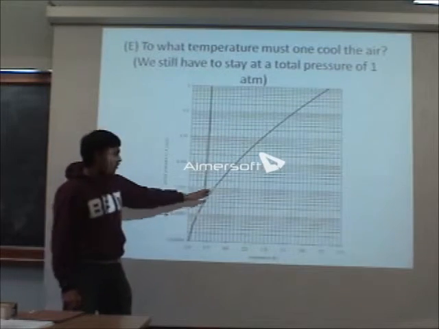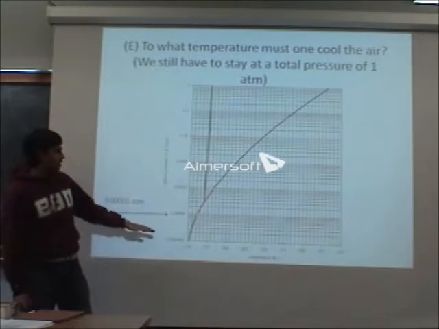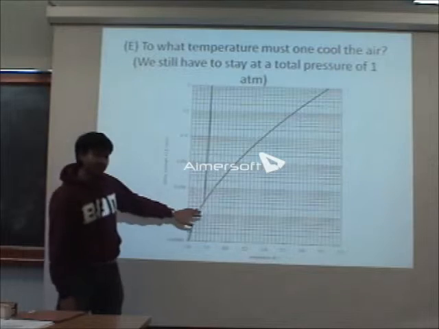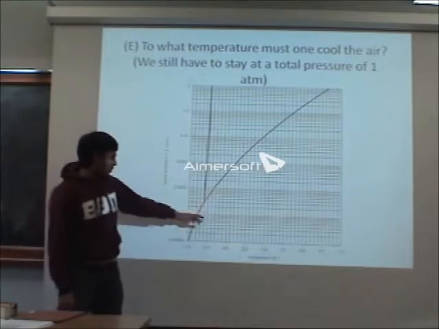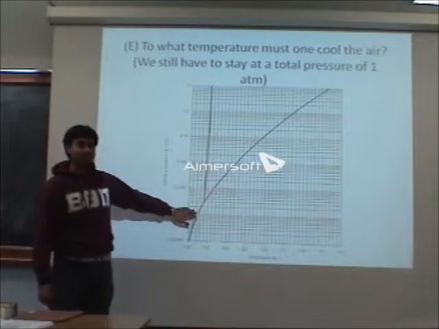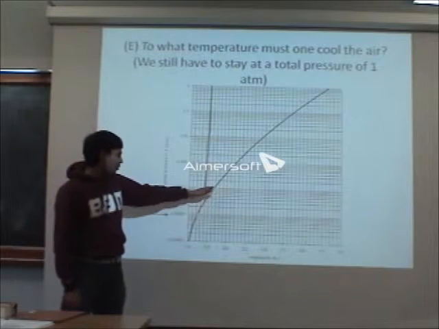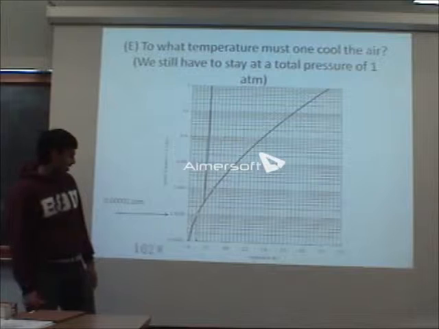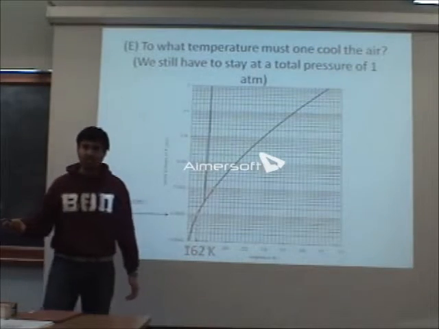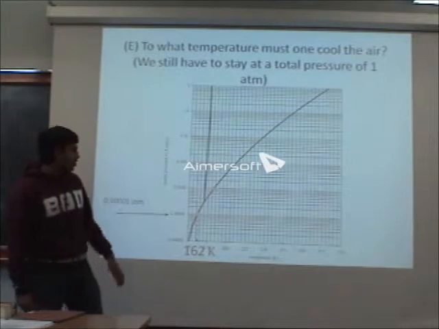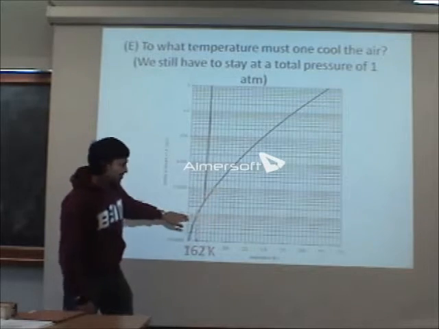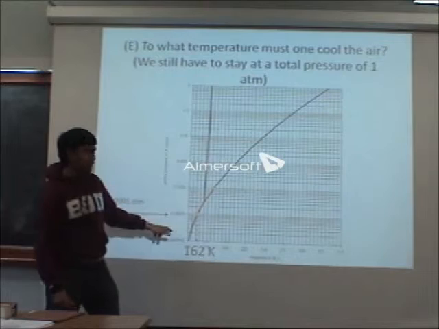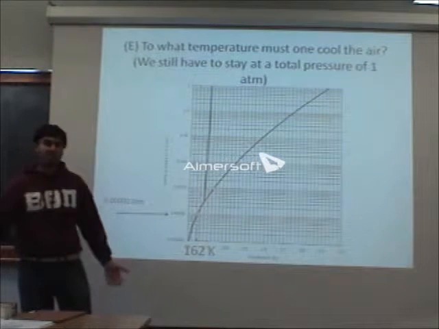Perfect. So we want to follow our vapor-liquid equilibrium line past the triple point into our solid-vapor equilibrium line until we get to our point. So we're going along the line in order to get to our point, and our temperature at that point is 162 Kelvin. So notice how we didn't go down and then to the right, or left and then down. We followed our equilibrium line, and that's a key concept.